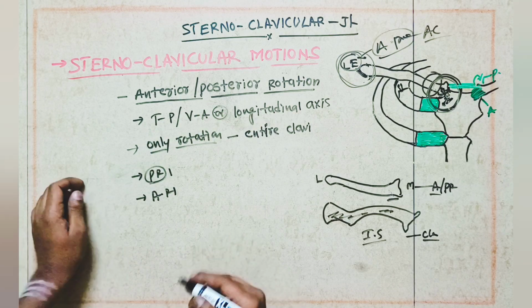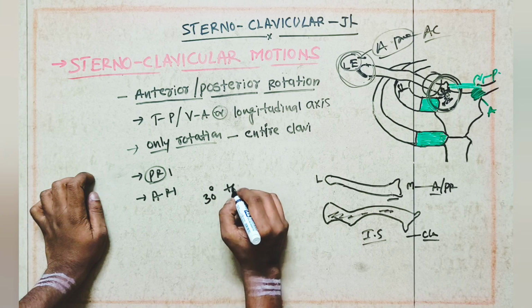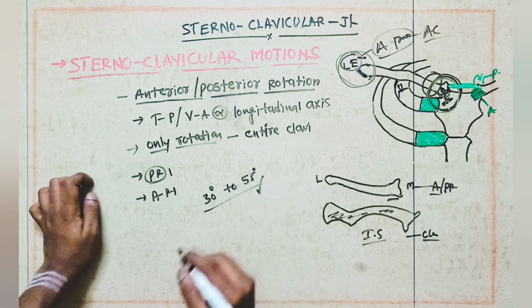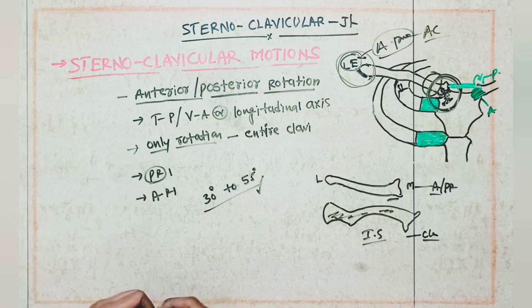What is the normal range? Usually these rotations will happen 30 degrees to 55 degrees. This is the normal range of the rotations in the sternoclavicular joint. So this is about the movements of the sternoclavicular joints. Clear?